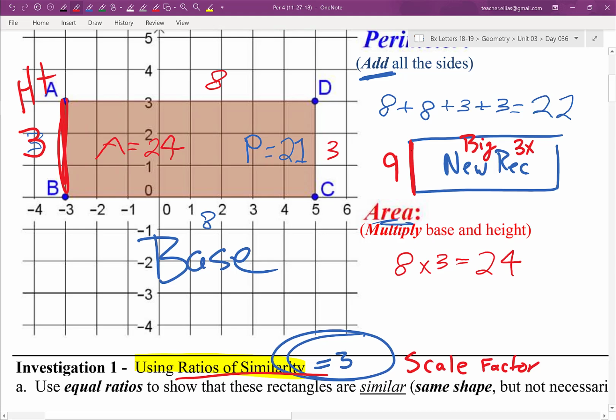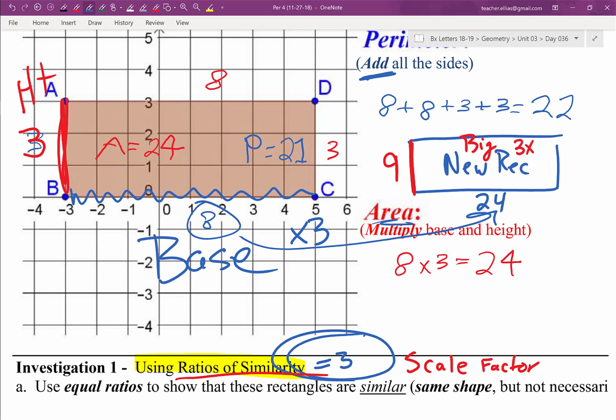Because what operation is dilation? Good. Well, if my old base was how much? 8. So my new base should be times 3, 24. Now, Matthew's going to have a hypothesis. He's saying, look, the original perimeter is 22. What do you think the new perimeter is going to be? Different. How is it going to be different?